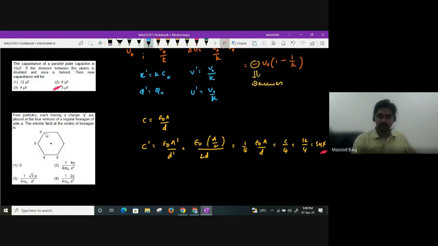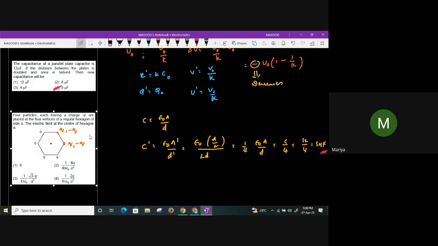So if it is placed at all 6 vertices, electric field at center will be 0 because it is a regular polygon again. Now, what I'll do is at this vertex, I will add and subtract charge. Did I make any change? At this vertex again, I will add and subtract charge. Did I make any change? No, I have not made any change, guys.